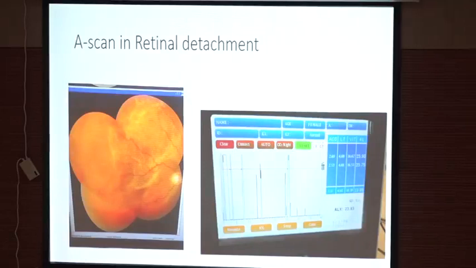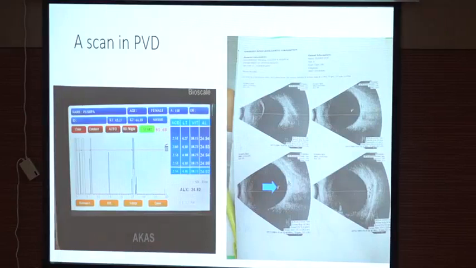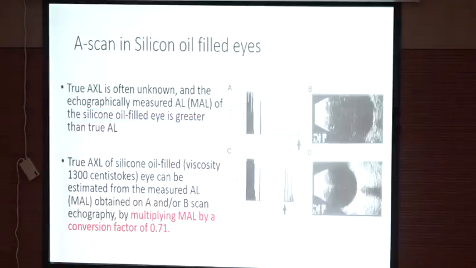This is another scenario of the A scan, in a retinal detachment case. Here you can see 2 spikes in the mid-vitreous. So this is what it will look like in a case of retinal detachment. This was another case of cataract. We were doing workup and we found that there was a spike in the mid-vitreous cavity, and when we did a B scan, it was confirmed to be a PVD.